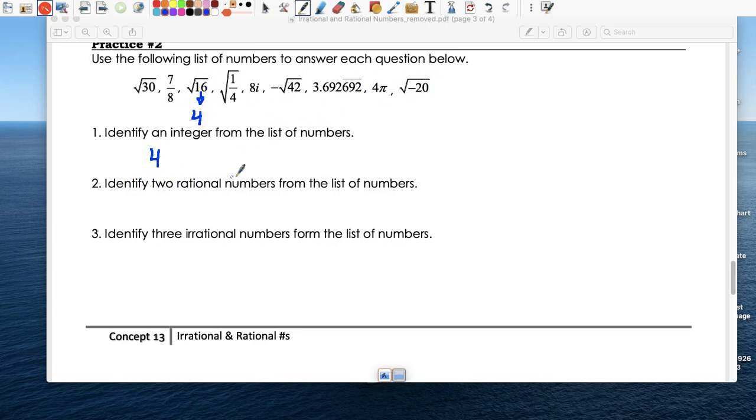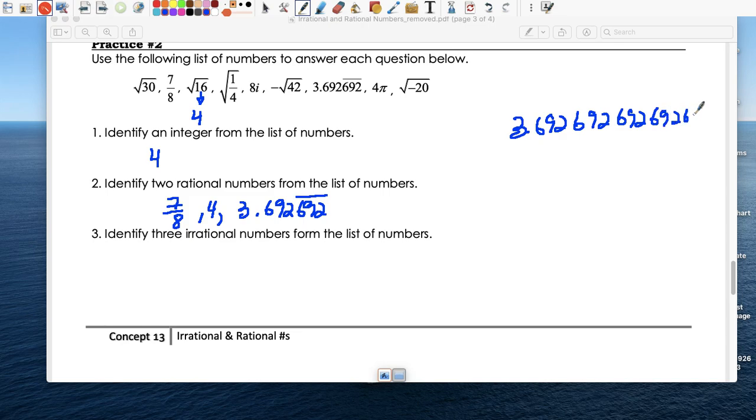Now identify two rational numbers from the list of numbers. Well, 7 over 8 is a rational number. And then I can use the 4 again. That's a rational number. I can use this guy here, 3.692692 with bar notation, which means this number is 692, 692, 692 and so on. Is it a repeating decimal? Yes. That goes on forever and ever? Yes. So that's also a rational number.